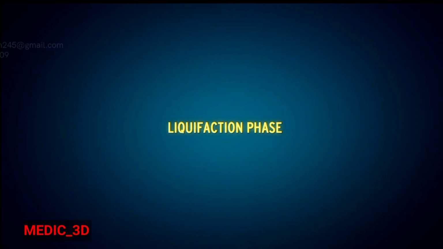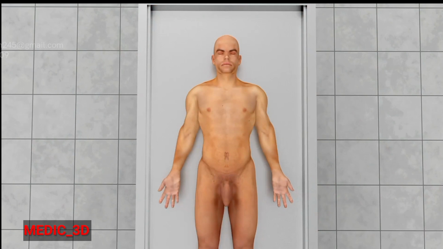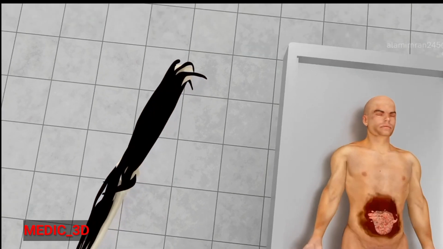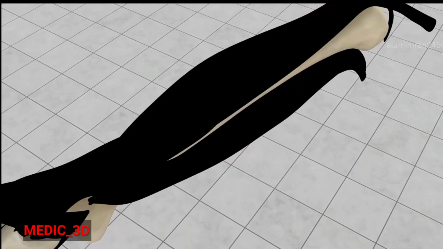Liquefaction phase. Colliquative putrefaction begins from about 5 to 10 days after death. The abdomen bursts and the stomach and intestines protrude. The tissues become soft, loose, and are converted into a thick semi-fluid slurry mass, which are separated from the bones and fall off. This entire process is called liquefaction.